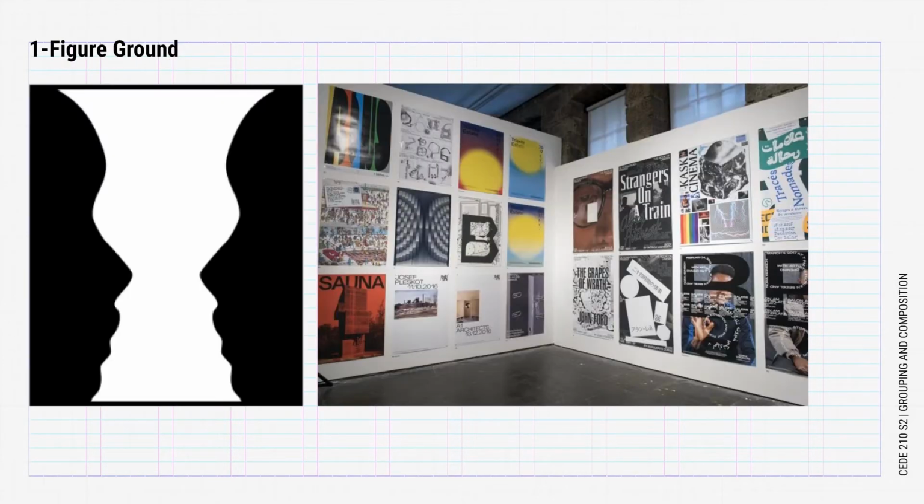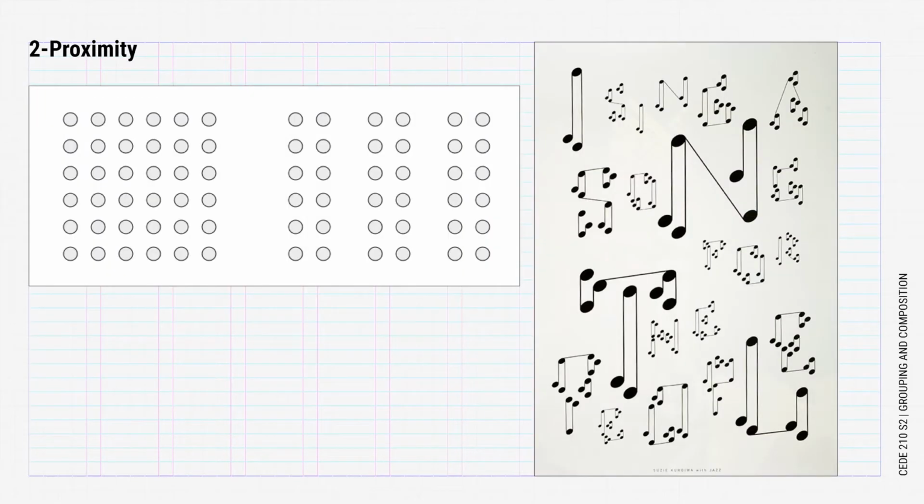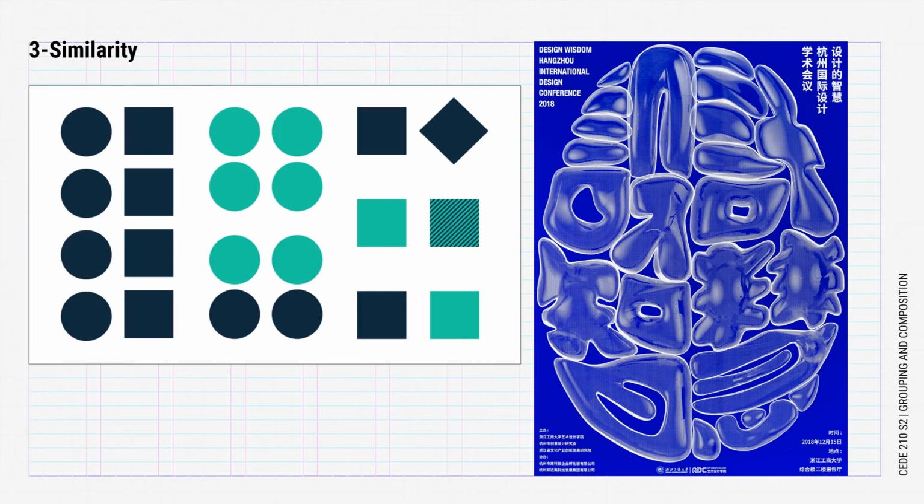So first off, we have the figure ground principle, which examines how the eye can separate shapes from the background and the foreground. In short, we can distinguish the foreground and the background, and fundamentally, this allows people to be able to see, process, and read the design. Second, we have the law of proximity, and this one's really simple in that things that are close together are perceived as related.